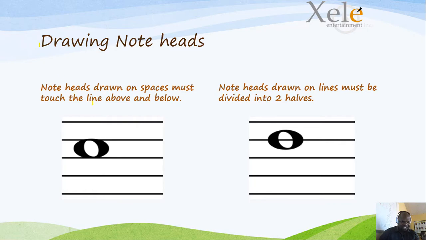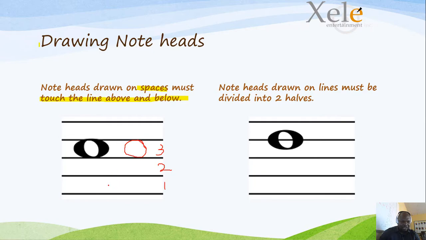When you draw note heads on the spaces of a staff, then that note head must touch the line that is above and below. So here you can see I have a note head that is drawn on the third space of the staff. I hope you remember that we count the lines and spaces from the bottom to the top. So the spaces will go 1, 2, and then 3. So we have a note head on that third space, and as you can see, it's touching the line above and below, just like that. Make sure it touches the line above and below.